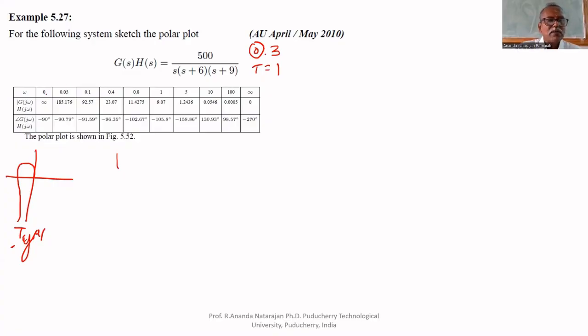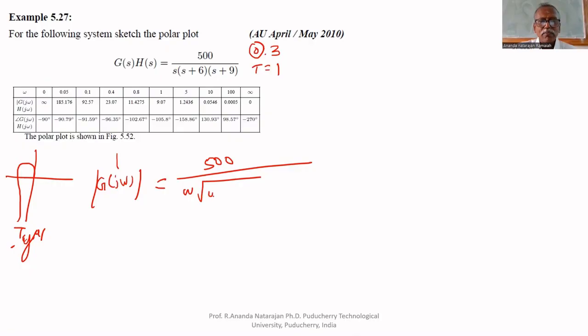Now we will see the plot. What is the modulus of G of j omega? Modulus of G of j omega equals 500 upon omega times the square root of omega square plus 6 square. No need to convert it to time constant form. That is 36, and the other is the square root of omega square plus 81.